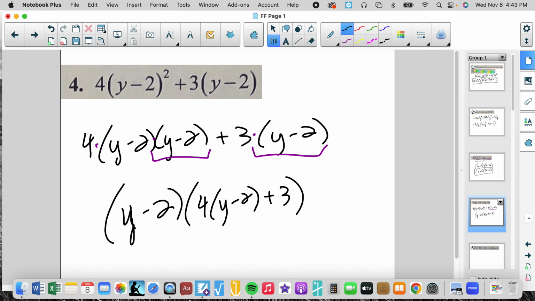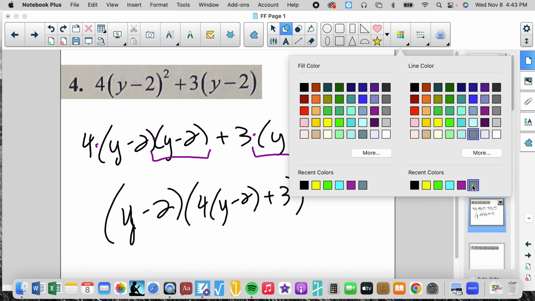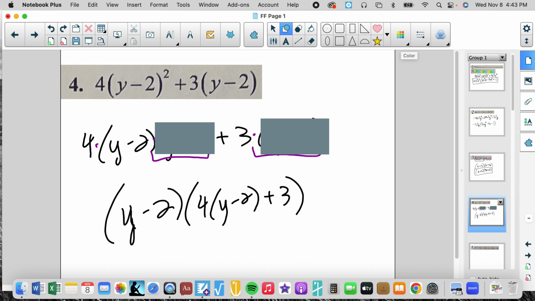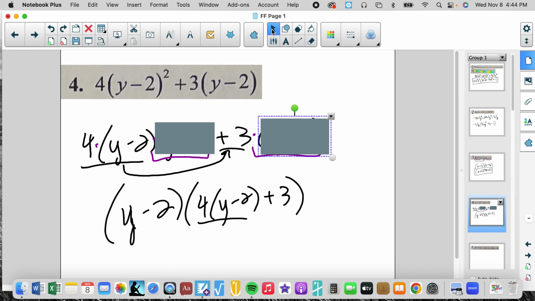Let's cover it up again. Hopefully that'll still work. We'll see. Nope, it didn't work. So if we cover that up, if we factor that out, what does it leave us with? It leaves us with what we had written here: 4 times y minus 2 plus 3. So now we can simplify that.